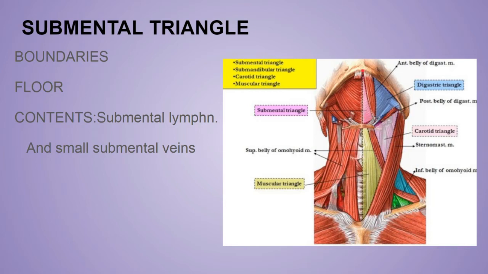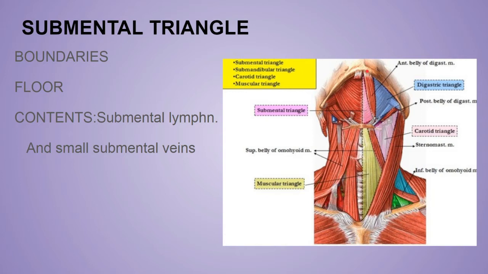Now this is a median triangle and is actually bounded, remember, on each side, as you can see, by the anterior belly of the digastric muscle. Okay, so on each side, the anterior belly of the digastric muscle. And remember, at the apex lies the chin.